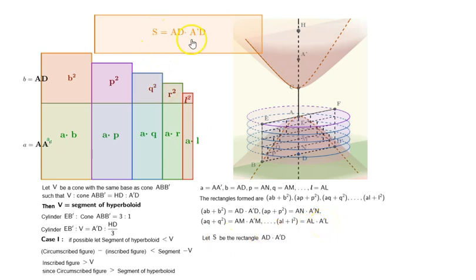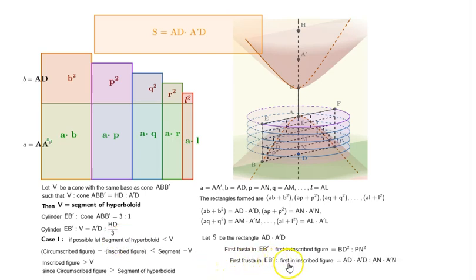Let S be the rectangle AD times A prime D. So now let's do the comparisons. The first frustum in EB prime, that is, the first frustum means this, is to the first in the inscribed figure as BD square is to PN square. This is one of our previous propositions. We have already shown this.